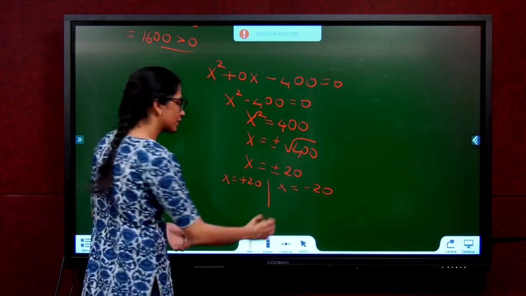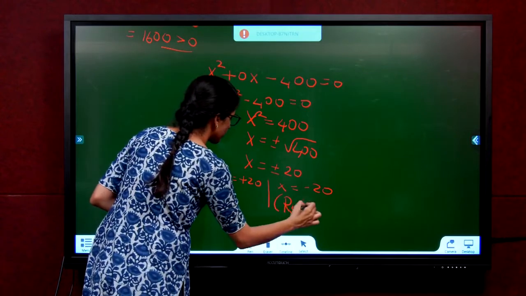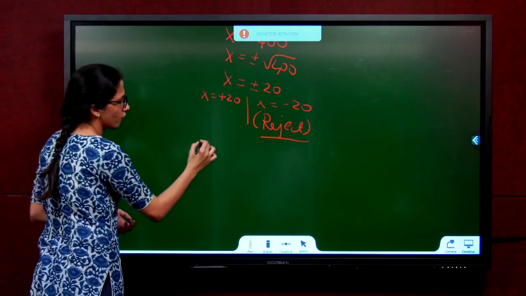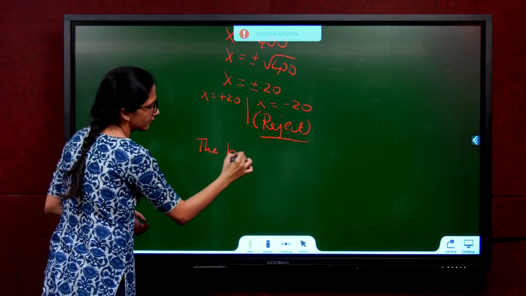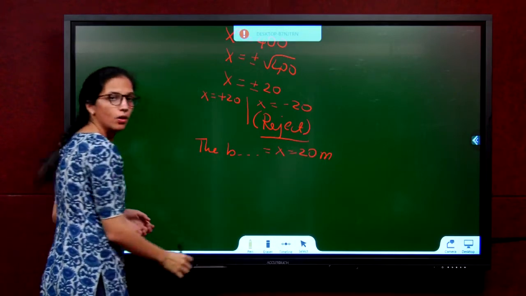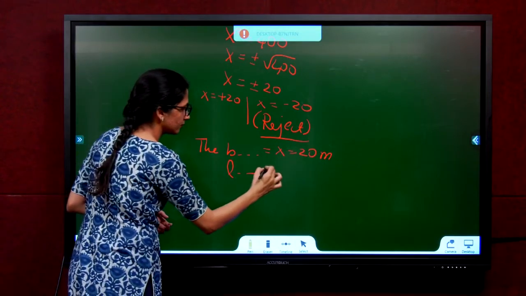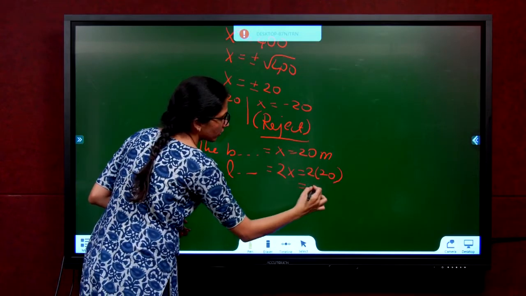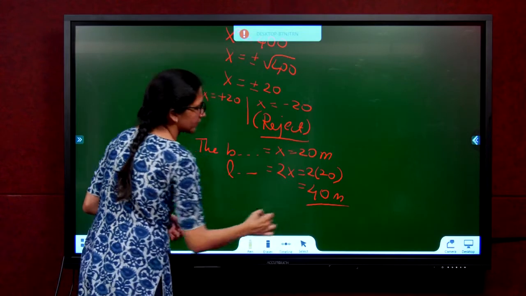Can the breadth be negative? No. Reject. Conclusion. Therefore, the breadth is x equals 20 meters. What is the length? 2x, 2 into 20, 40 meters.